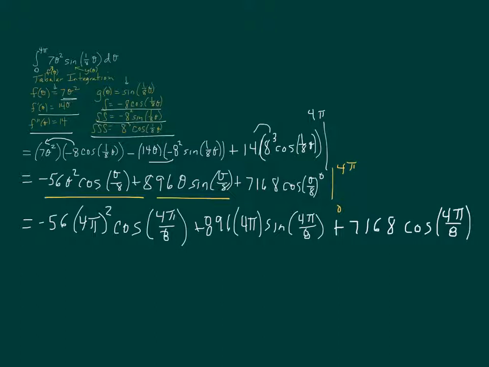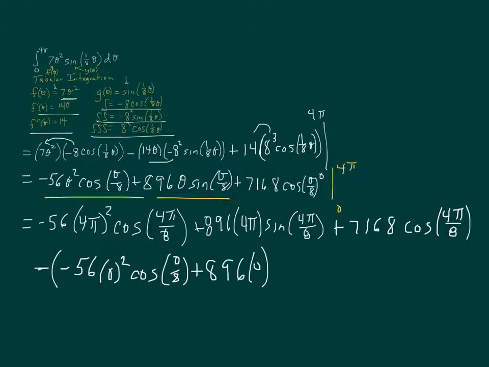All of this minus, now evaluating with zeros. So just to be complete, I'll plug all this stuff in. So you see this piece is going to be 0. Cosine of 0 over 8 plus 896 times 0 sine of 0 over 8 plus 7168 cosine of 0 over 8.